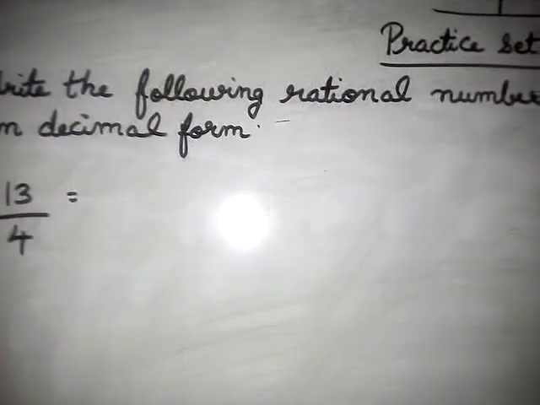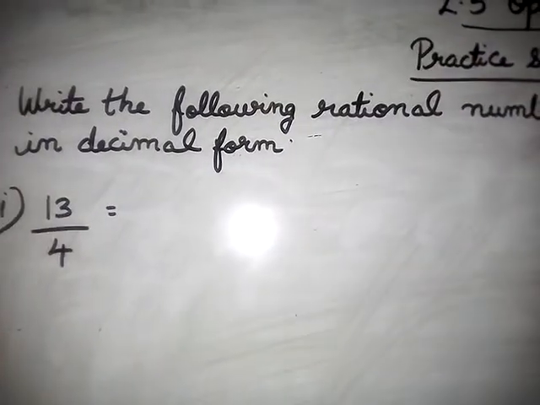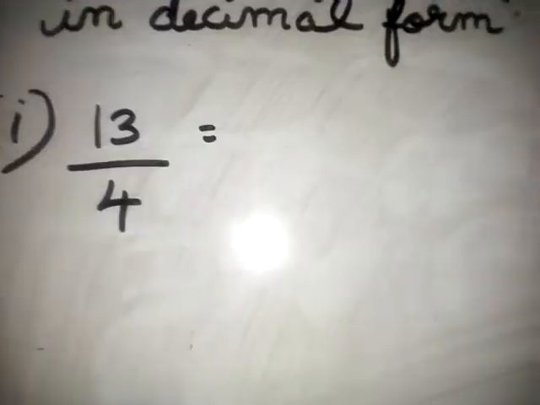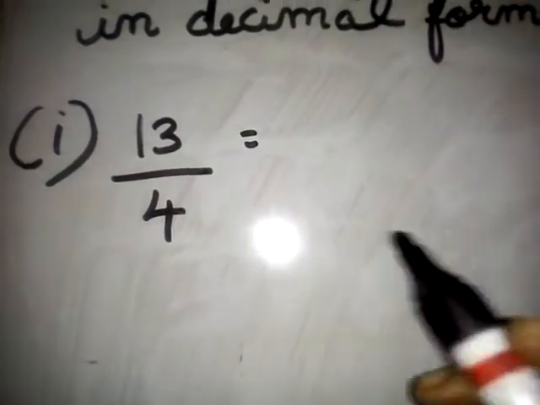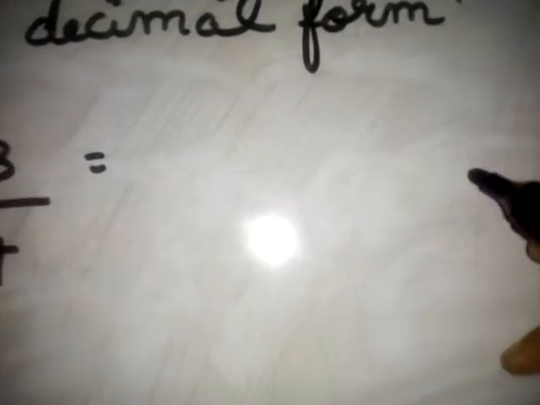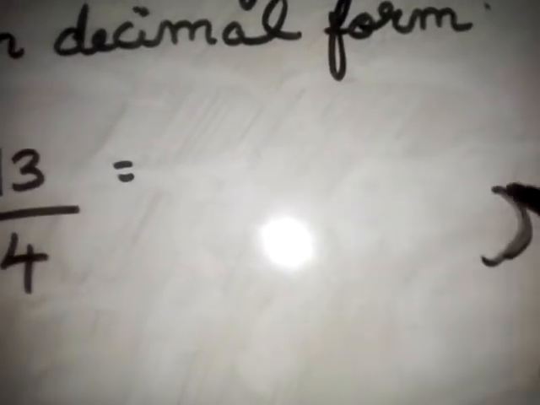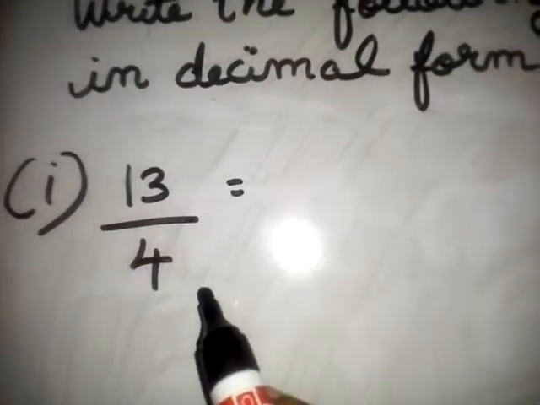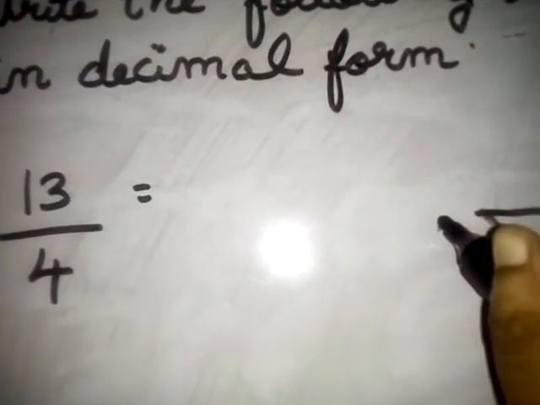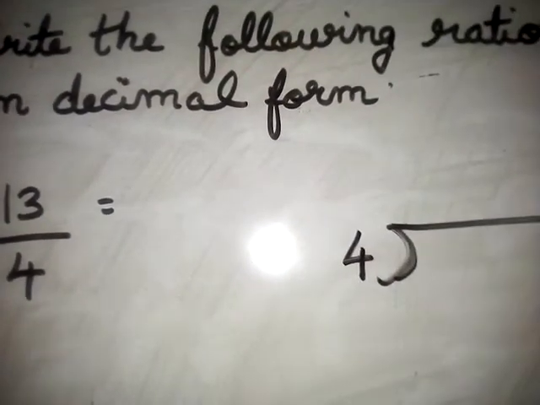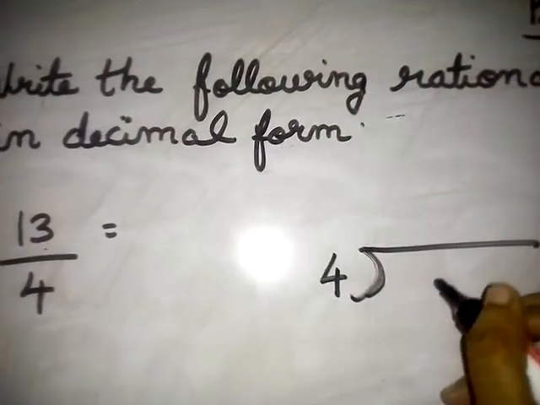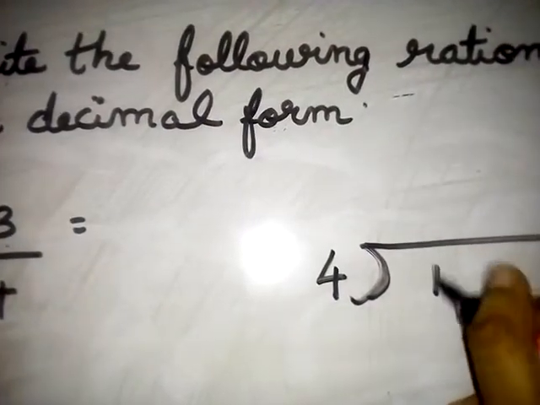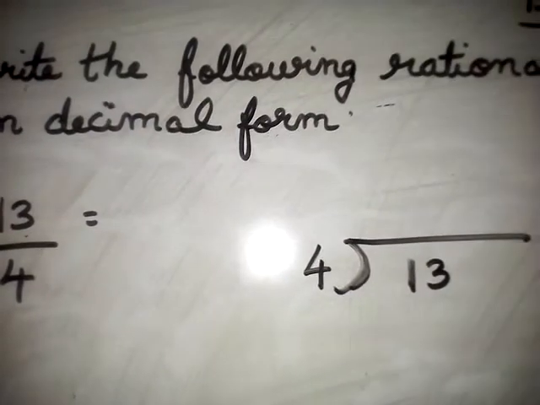Write the following rational numbers in decimal form. 13 upon 4. You have to divide this. Denominator, what number you have? You have to write it in the divisor place. Numerator, what number you have? You have to write it in the dividend place. How to divide it?